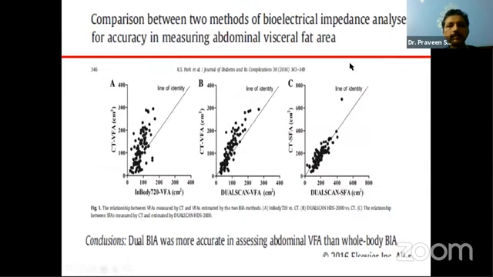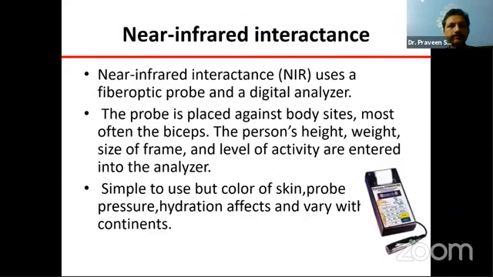But there are some loopholes in bioelectrical impedance also. It varies depending upon the electrodes used, it varies depending upon the machine used, and it depends upon the hydration of the patient. So depending upon the hydration, the machine, and the electrodes, it calculates the visceral and the subcutaneous adipose tissue differently. So there are some drawbacks of this method also.